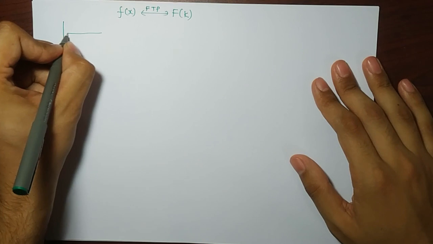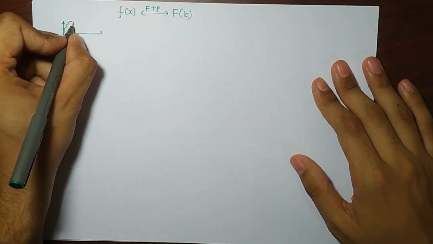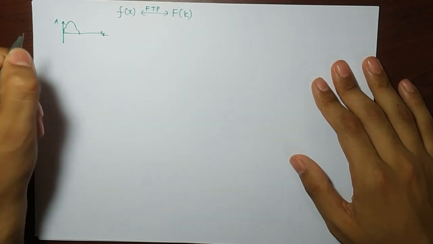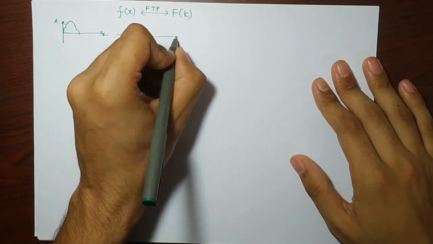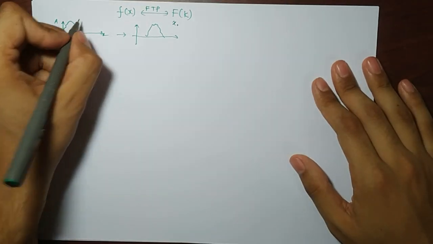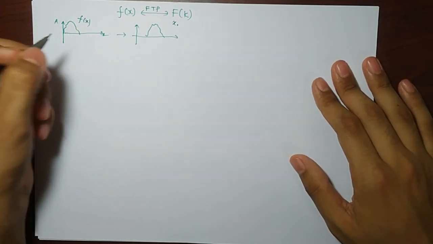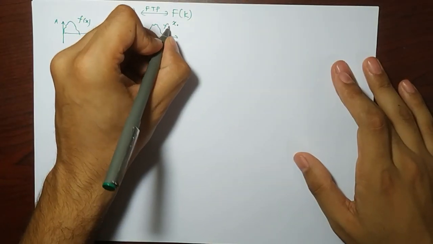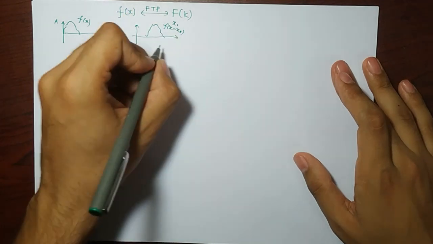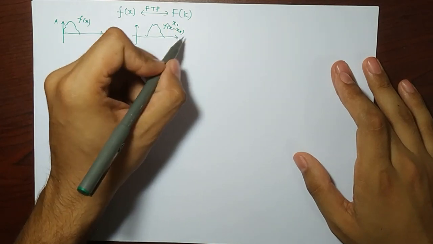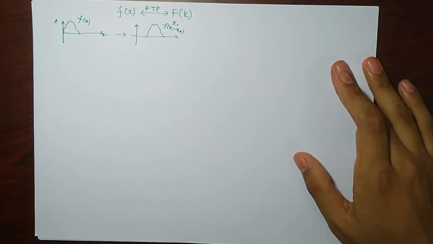One thing we can do is shift this signal. So if this is x and this is your amplitude, I can shift this signal to some other place, let's say by x naught. So if it is f of x, then if I'm moving it towards the right, it would be f of x minus x naught. So what will this x naught cause in the frequency spectrum? What is the effect of this x naught?